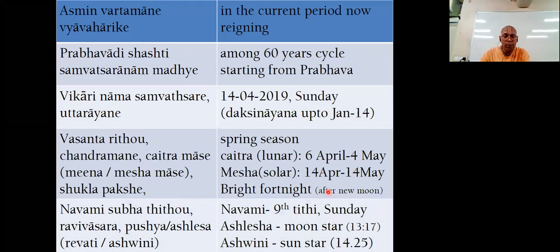And then it is Navami Shubhatitau. The Tithi is Navami, the 9th Tithi, because it is Ram Navami. Ravi Vasara, it is Sunday. And it is Pushya Nakshatra. The moon star is Pushya. The sun star is Revati. So there are many other details too. Don't ask about all these technical details, I will not explain.